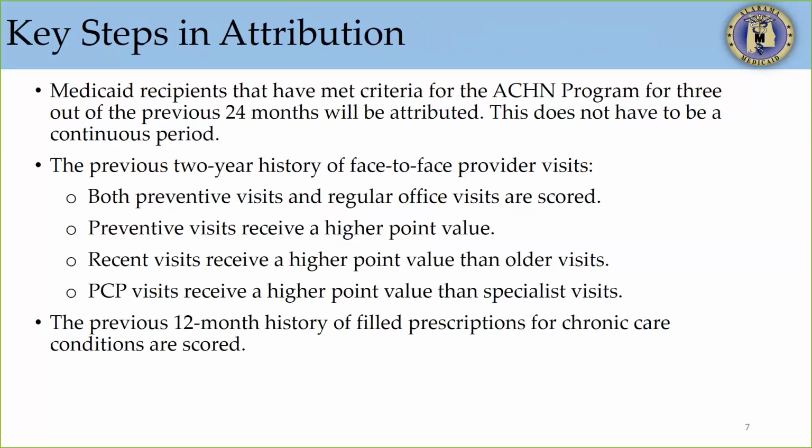Now let's cover some key process steps. Number 1, only recipients that have met criteria for the ACHN program for any 3 of the previous 24 months will be attributed. And I would note this does not have to be a continuous period. For this previous 2-year history of face-to-face visits, frequency of visits and recency of visits are awarded higher point values. Also, PCP visits will receive a higher point value than specialist visits. We will discuss this in more detail later. And finally, the previous 12-month history of filled prescriptions for maintenance medications will also be scored.